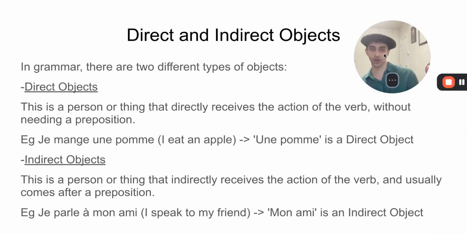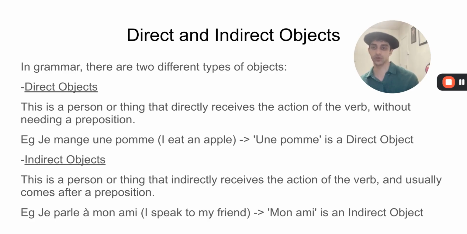Likewise, you will need to know about what direct and indirect objects are before we look at the pronouns that can stand in for and replace both of these. So, in grammar, now we're zooming in and we're only really looking at objects in terms of grammar, which means the person or thing that is receiving the action or that the action of the sentence is done to. And in grammar, there are two different kinds of objects.